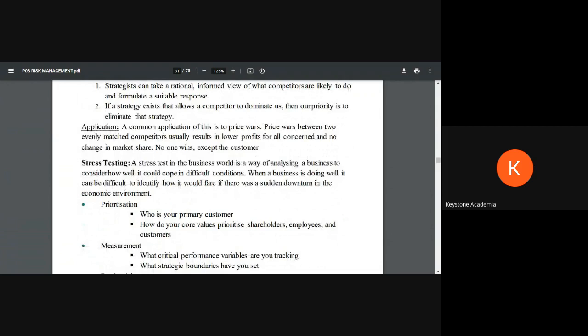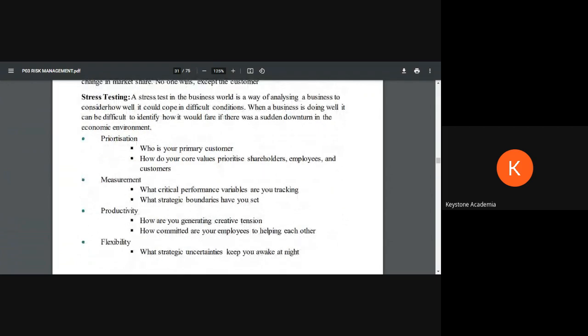Next, they have talked about stress testing. Stress testing is like how the company will perform under stress. If we say our revenue has reduced, our share price is going down, in a tough situation, how will it work? We'll test it before itself.